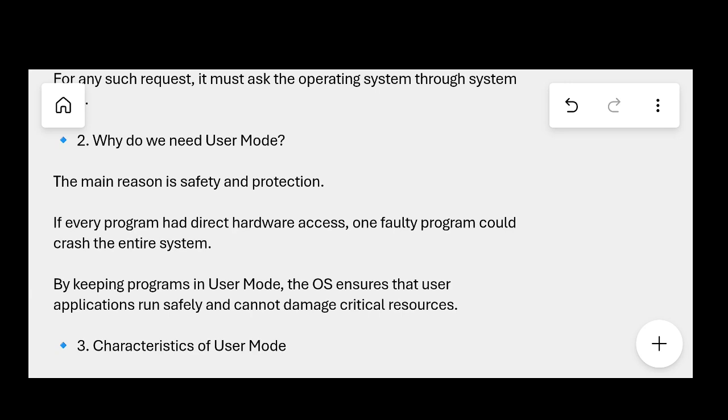Now you may wonder, why do we even need this user mode? The answer is safety and protection. Imagine if every program could directly control your CPU, disk, or memory. One small bug or one faulty program could trash the entire system. So that's why the operating system keeps applications in user mode. This way they run safely and cannot damage critical resources.